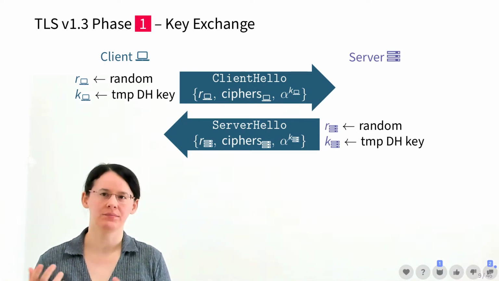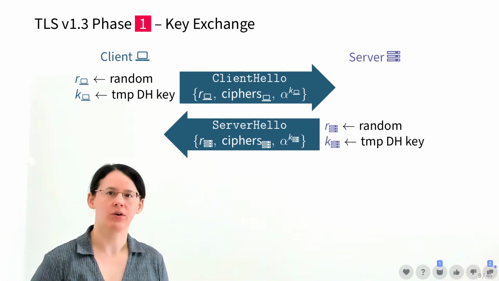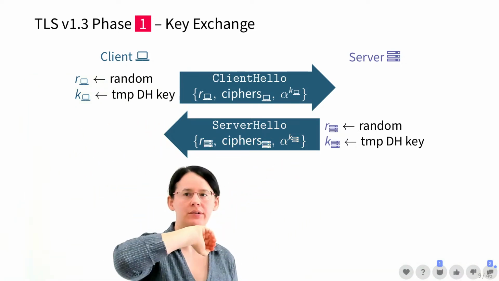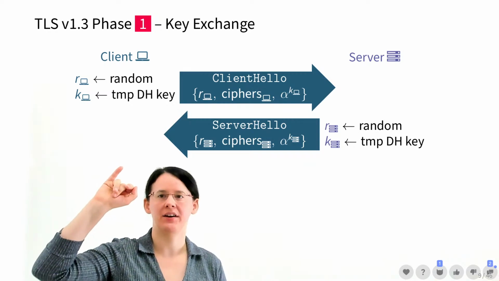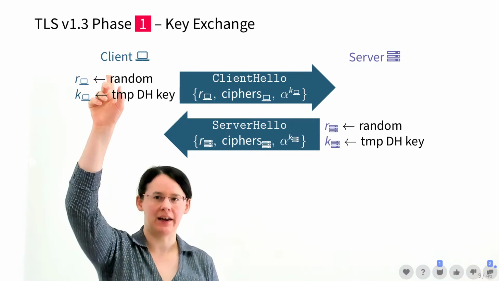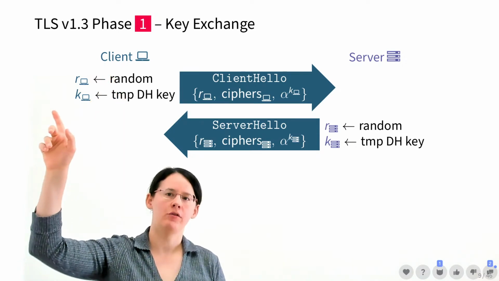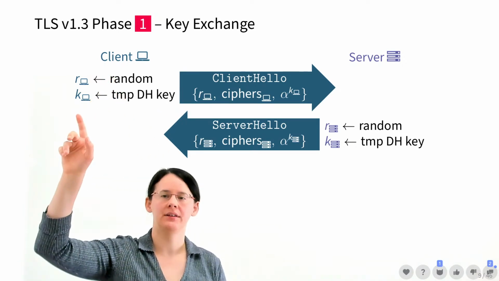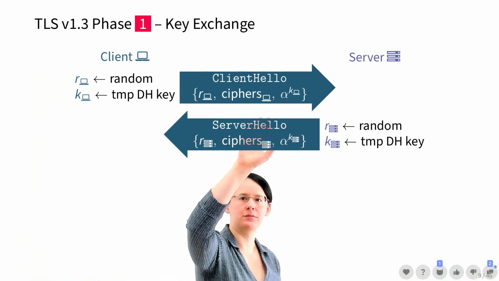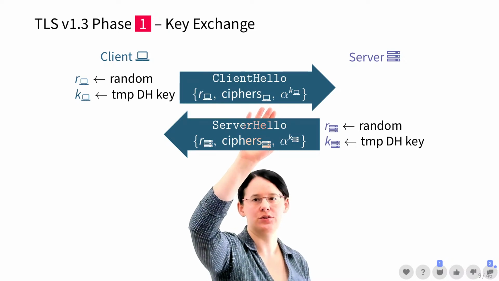So we already know this is Diffie-Hellman. We already know that the client, when it tries to make a connection to the server, is going to have to send their Diffie-Hellman public key. And that's exactly what happens. So the client, when it connects to a website, first comes up with a temporary Diffie-Hellman key, so an ephemeral Diffie-Hellman key, and sends this as part of a so-called client hello message to the server.